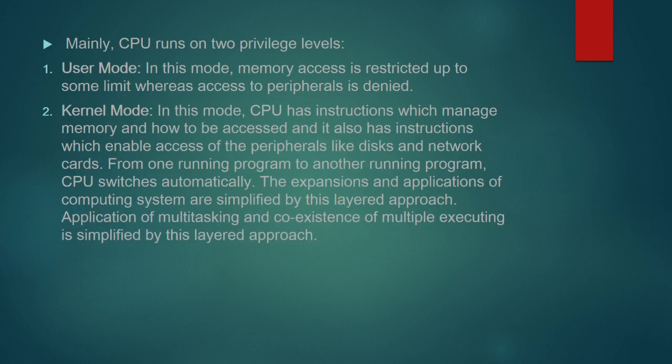Mainly the CPU runs in two privileged levels, user mode and kernel mode. In user mode we can access memory only up to some limit, whereas the peripherals are denied. In kernel mode, CPU instructions manage memory and how it is accessed. It also has instructions which enable access to peripherals like disk and network controllers. The CPU switches automatically while running the program. The expansion and application of computing systems are simplified by this layered approach. Multitasking and the coexistence of multiple executing programs are also simplified by the layered approach.